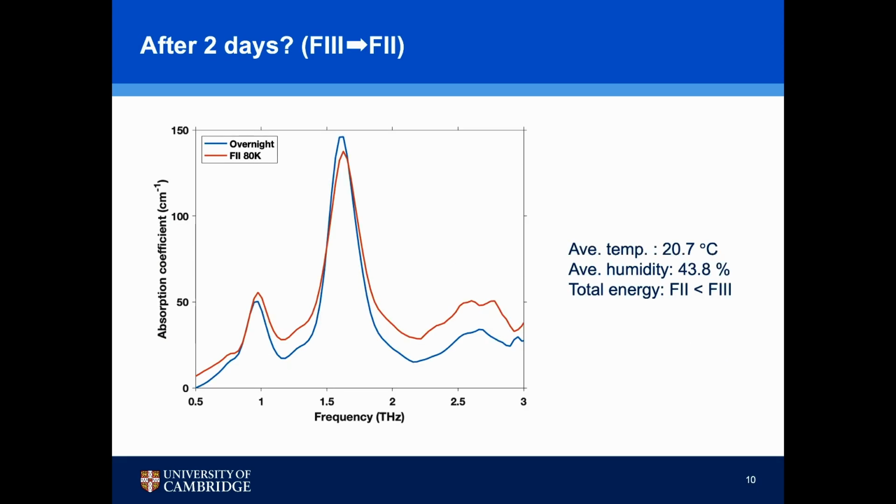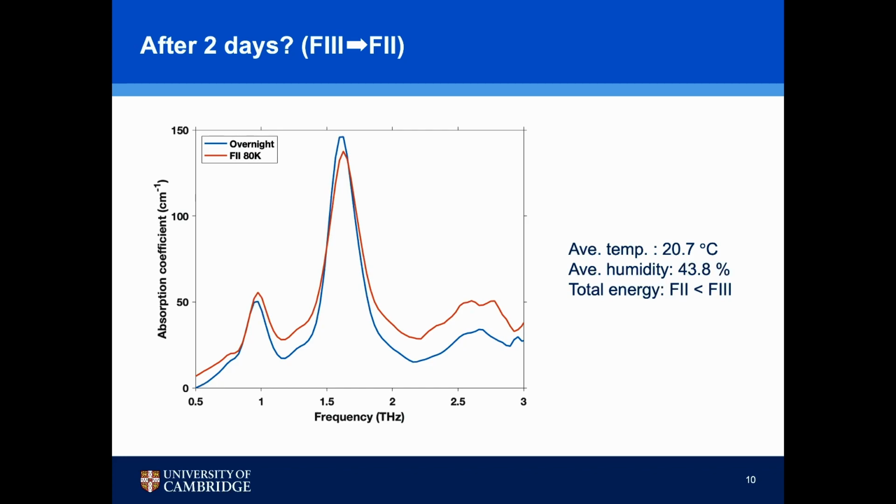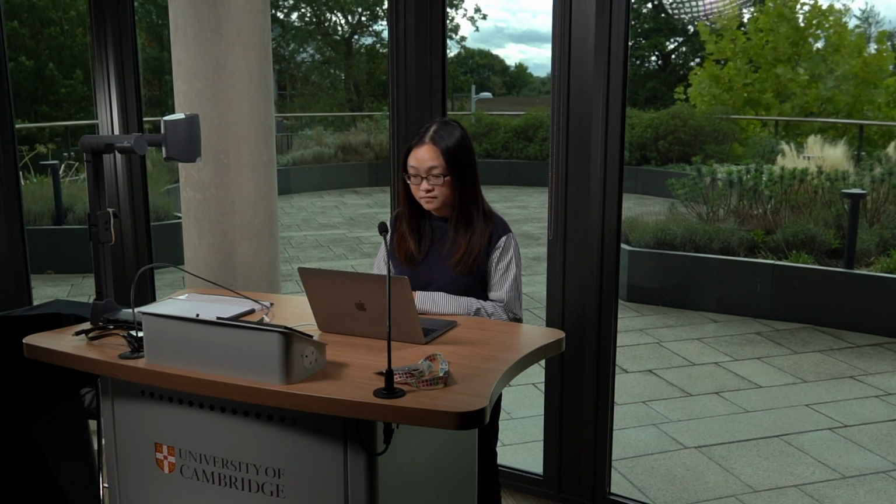And then the last bit of result is that after the dehydration process, we have the pellet with form 3 in it, and we just left it in the lab for about 2 days. We measured the temperature in the lab at around 20 degrees Celsius, and humidity was around 44%. So it's really like ambient conditions. But then we ran another Terahertz measurement on the pellet. It actually matched really well with the Terahertz spectrum of form 2. In that case, we proved that after 2 days at ambient conditions, form 3 actually transformed to form 2.